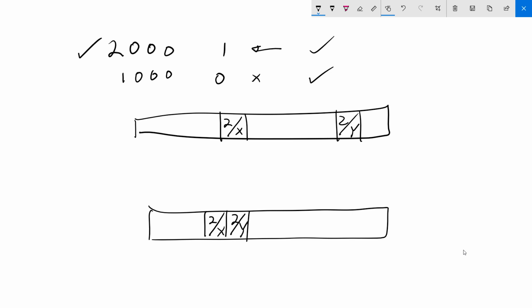Does insertion sort ever move an equal key past another equal key? No, because it only ever swaps things next to each other. It only swaps them if there's a less than. So insertion sort is stable. What about selection sort?